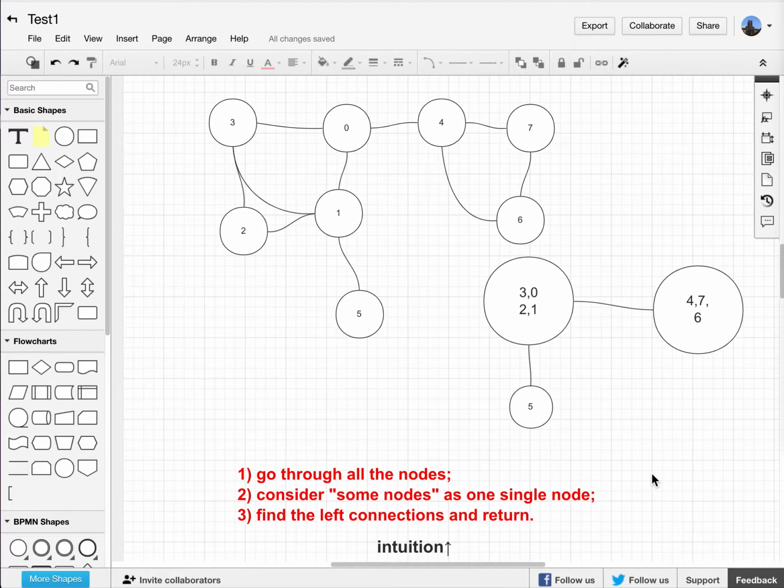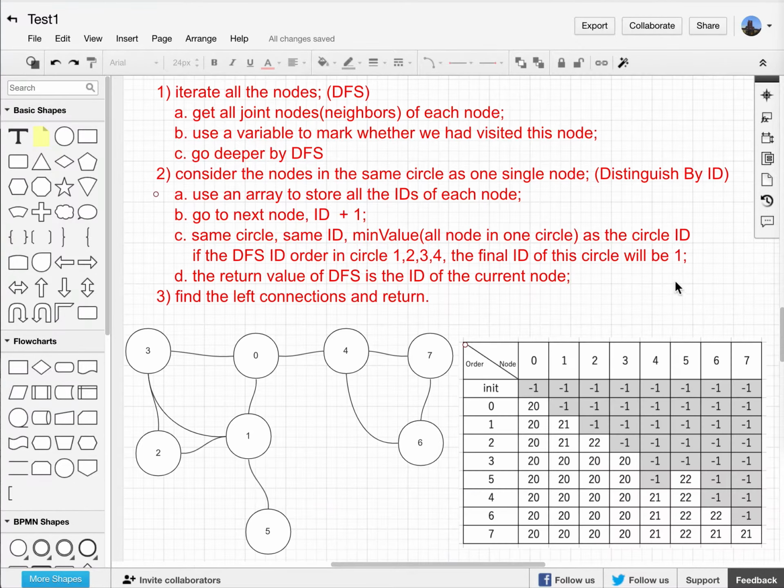Okay, so far we're clear with the process. First go through all the nodes, then consider some nodes as one single node, and then find the left connections, and that's the result we need. So that's our intuition, and that's the process. Okay, so how can we translate this thought into programming language?